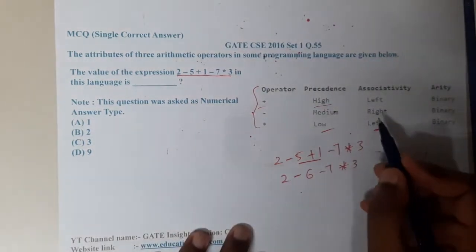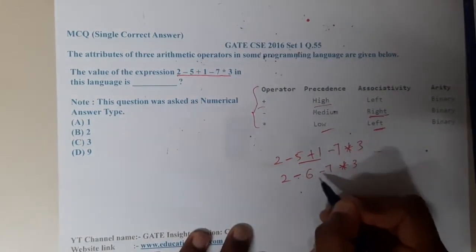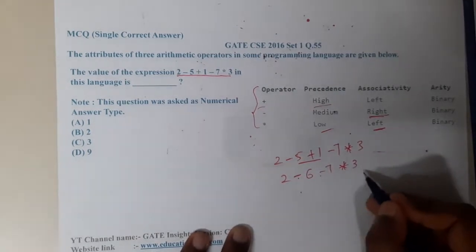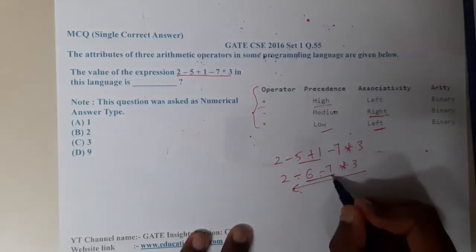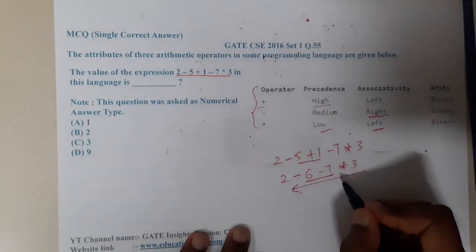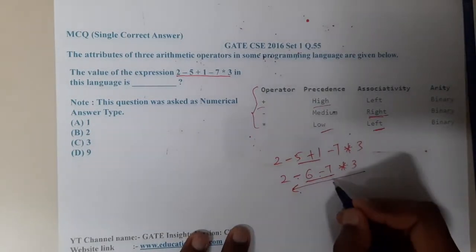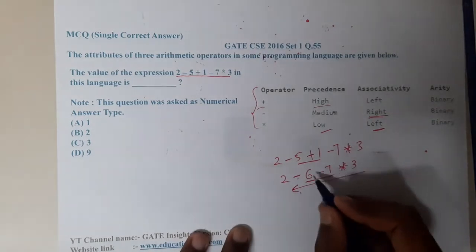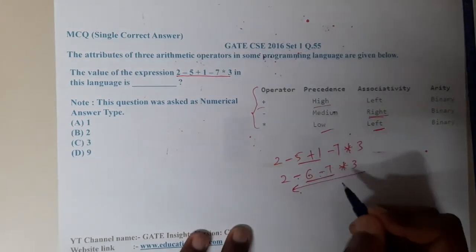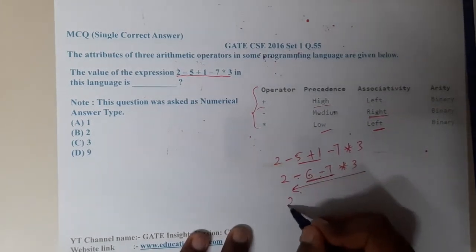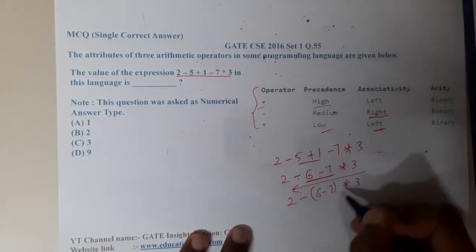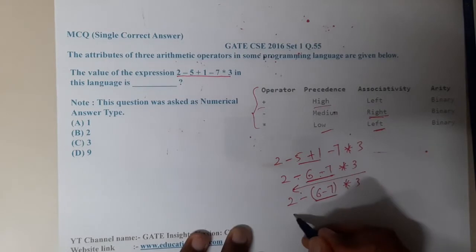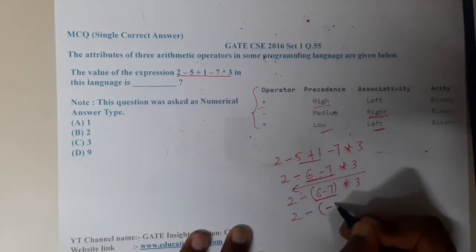So 2 minus... what is the associativity, guys? Because we are having 2 minuses. So its associativity is from right to left. That is the reason why these two will be solved first. Got it? So what will be the value here, guys? If you subtract 6 minus 7, so this is subtraction, 2 minus (6 minus 7). Assume it that way, don't get confused. So 6 minus 7, what will be the result, guys? That is nothing but minus 1.